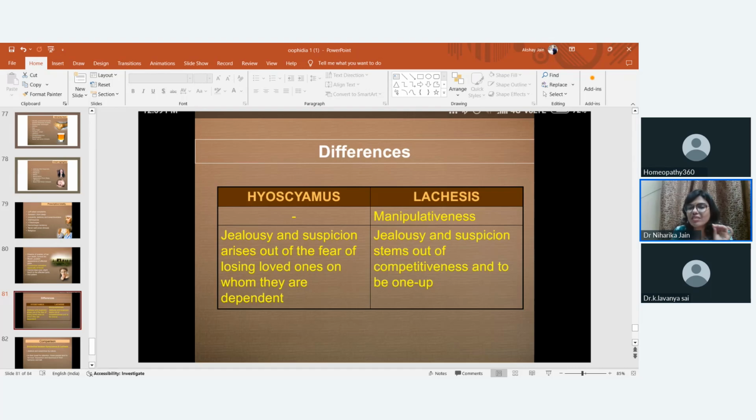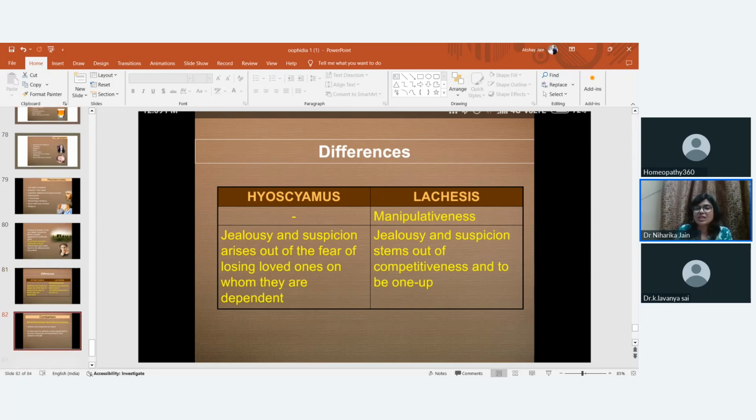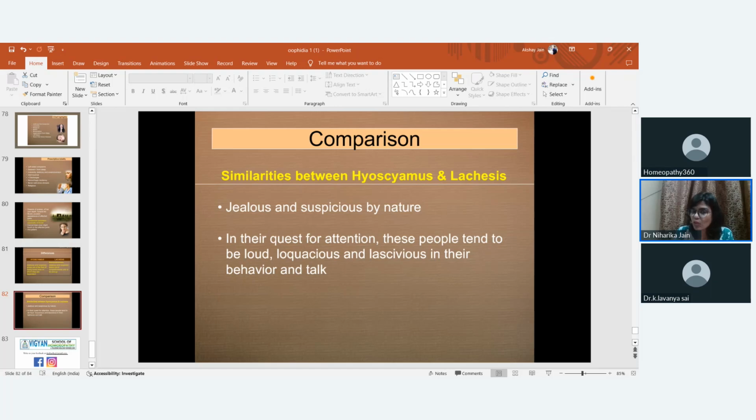Cenchris and Lachesis both have a manipulative nature. In Cenchris, jealousy and suspicion arise out of losing loved ones on whom they are dependent. But in Lachesis, jealousy and suspicion stem out of competitiveness, the one-upmanship of me versus you, so there is a quest for attention.